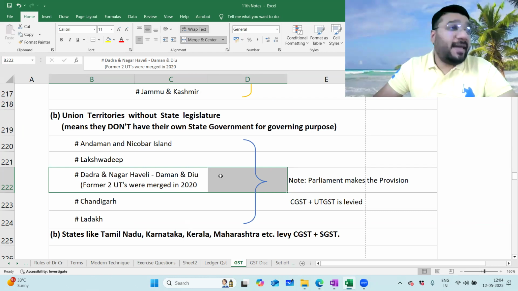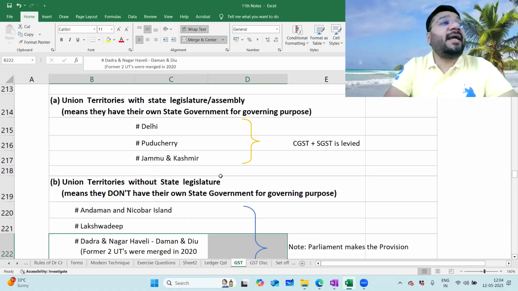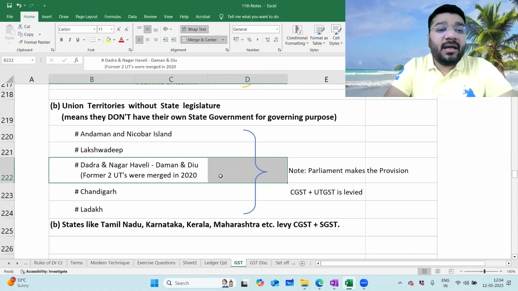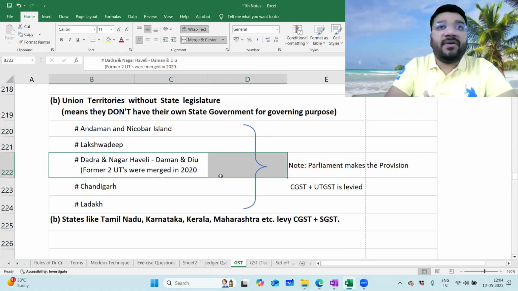So Dadra and Nagar Haveli and Daman and Diu are one UT, and with that, the total number of UTs now is not 9, it is 8. 3 are with their own legislative assembly, and the remaining 5 are without their own legislative assembly. So 5 here and 3 there.